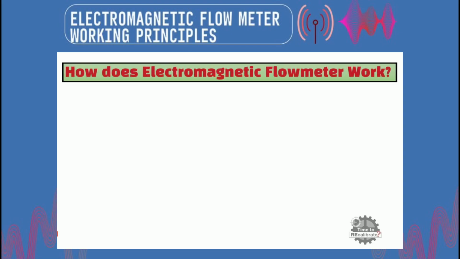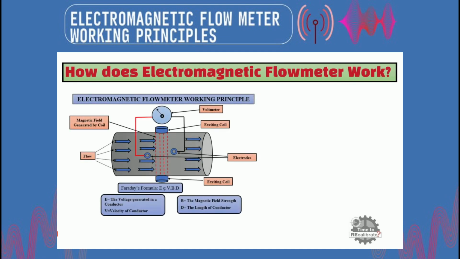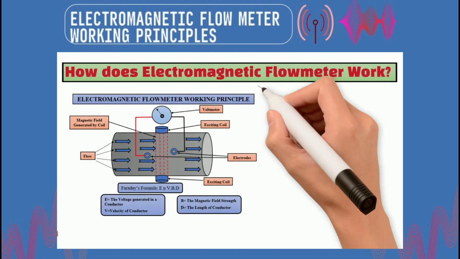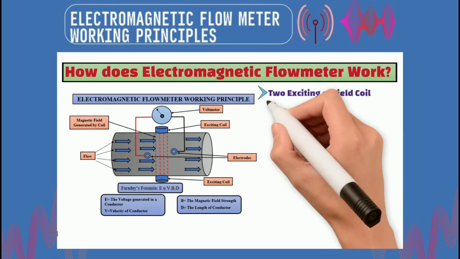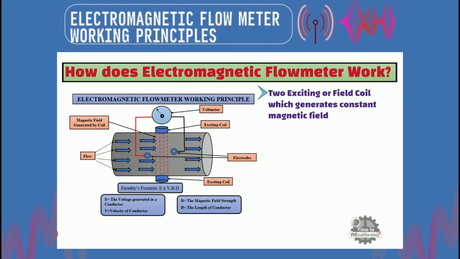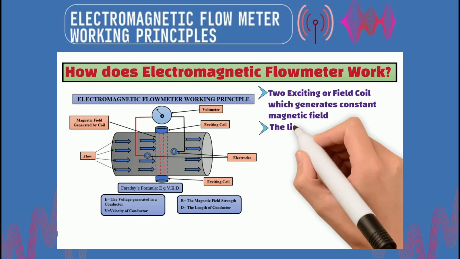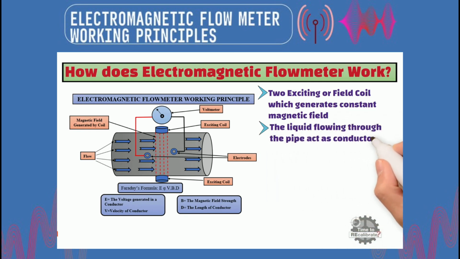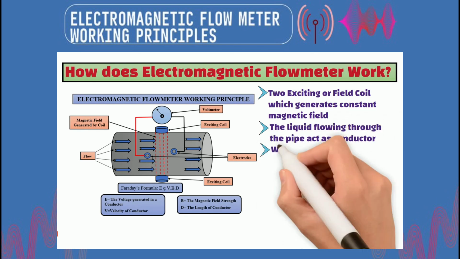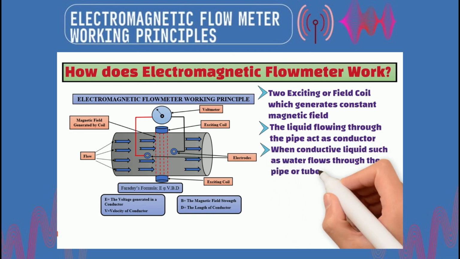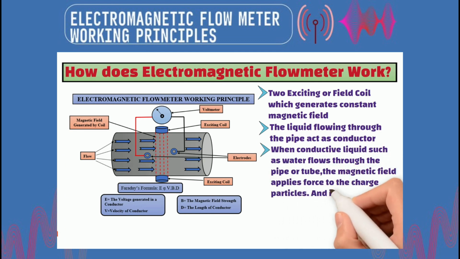Now, how does an electromagnetic flow meter work? As you can see from the picture, the mag flow meter has two exciting coils. These two exciting or field coils generate a constant magnetic field. And liquid flowing through the pipe acts as a conductor. When conductive liquid such as water flows through the pipe or tube, the magnetic field applies force to the charged particles, and it induces voltage.